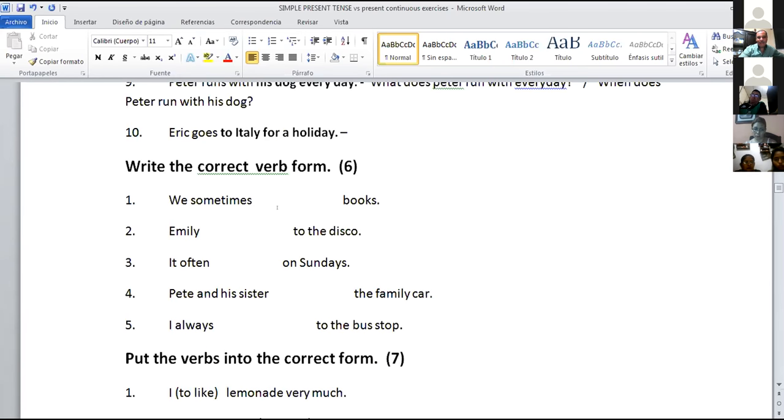Number 6. Put the verbs. You have to look at the content of the sentence and write a possible verb that might fit in the sentence. For example, we sometimes read. Another one is buy. We sometimes take books. All of those verbs are possible. Okay, number two, Emily. Listen. Dance. Go. Give me the complete sentence. Emily goes to the disco.